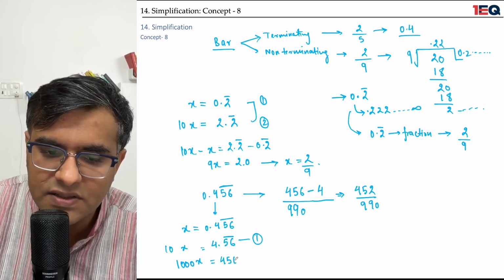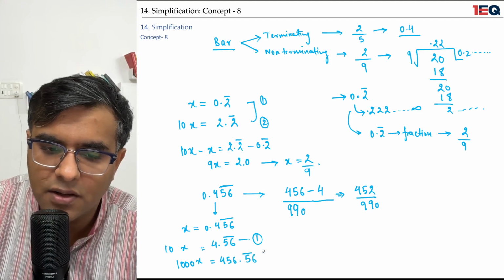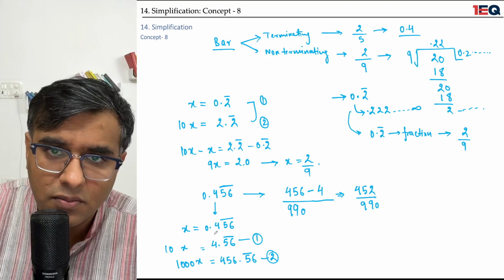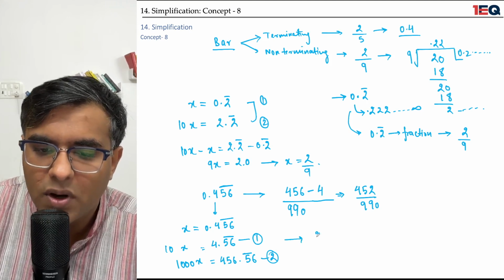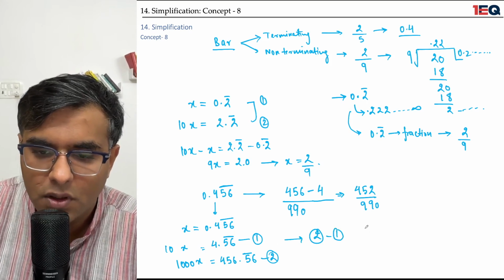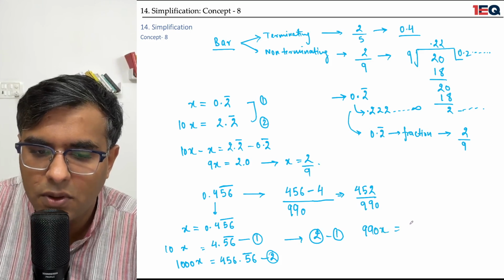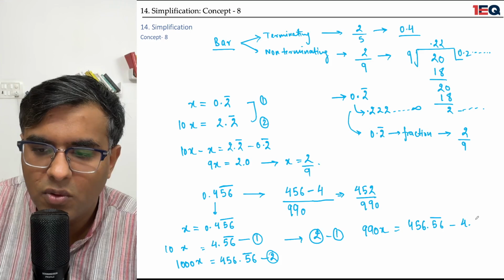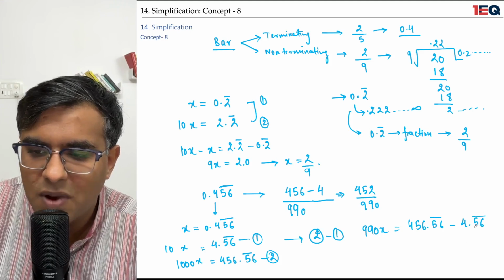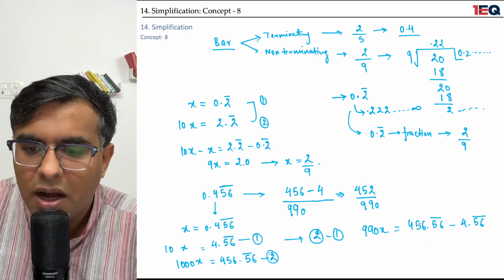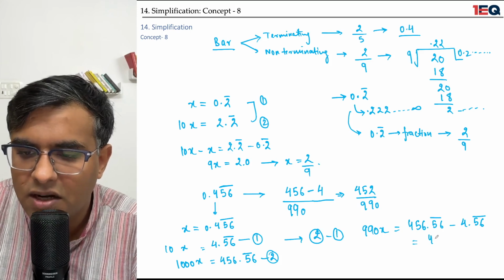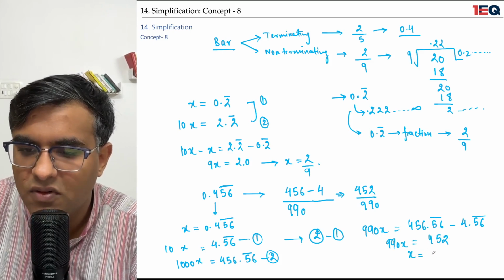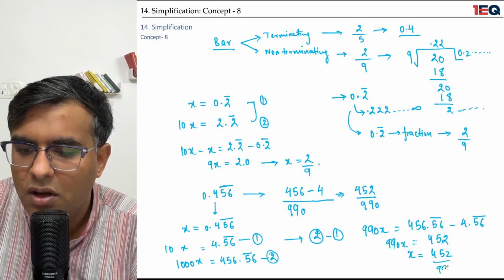So it would be 456.56 bar. This becomes my second equation. Okay, now we are in a situation to eliminate the bar. What I would do is equation 2 minus equation 1. It would give me 990x is equal to 456.56 bar minus 4.56 bar. This bar and the other bar would now get cancelled out, and 456 minus 4 would be my answer. That would give me 452, and there is a 990x over here. So the value of x would finally come out to be 452 upon 990.